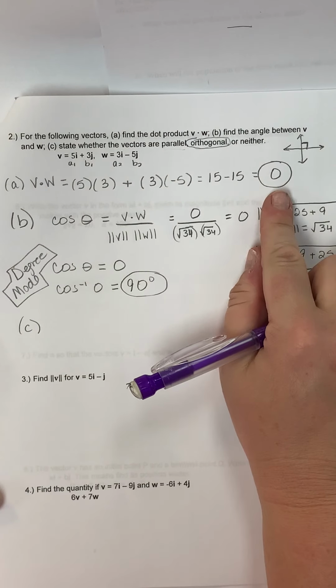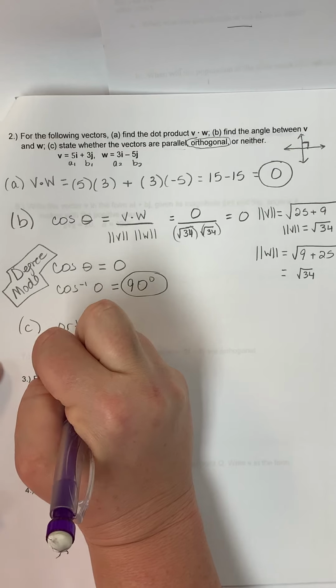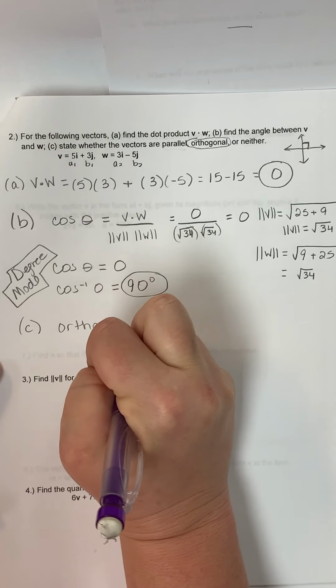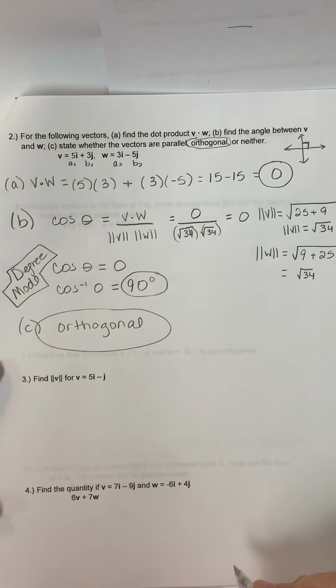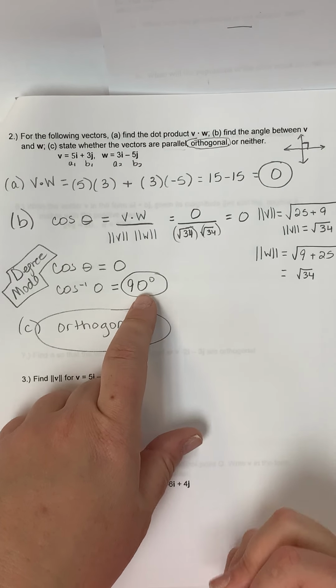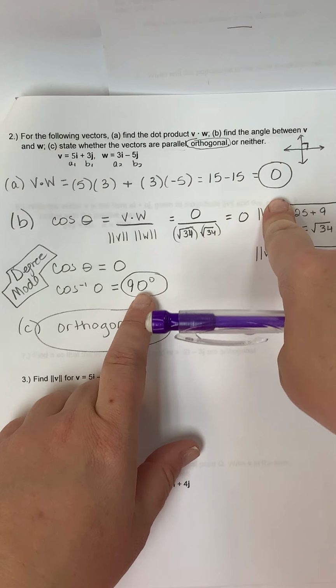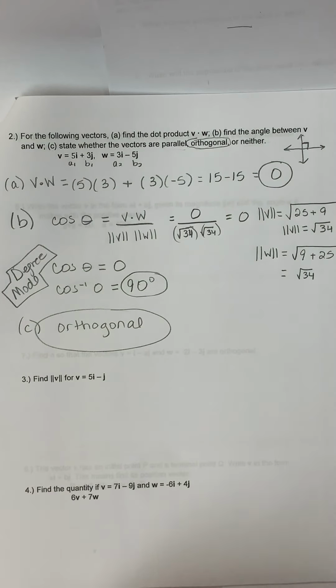So with a dot product of 0 and an angle between them of 90, you have two orthogonal vectors. So if this were 180 degrees and this was some other number, you would have parallel. And then if both of those things were just some random value, then it would be neither, okay?